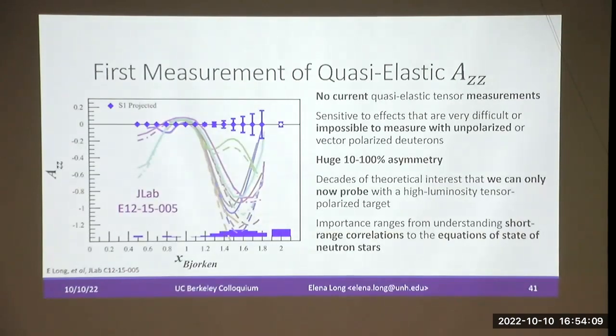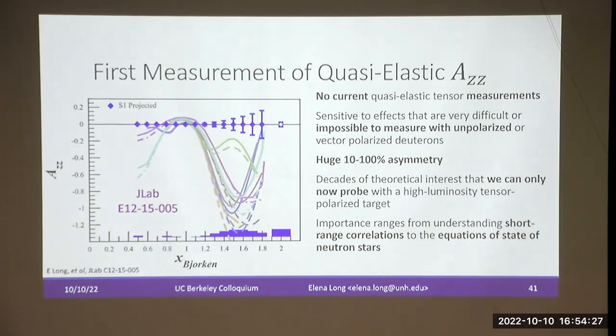Those are just some of many different theoretical calculations we have, because with this tensor spin observable in this kinematic range, there are lots of different theories. It's unconstrained. There's a lot of interesting things going on here that I don't have quite enough time to go into detail, other than to say we're measuring this at Jefferson Lab as well.